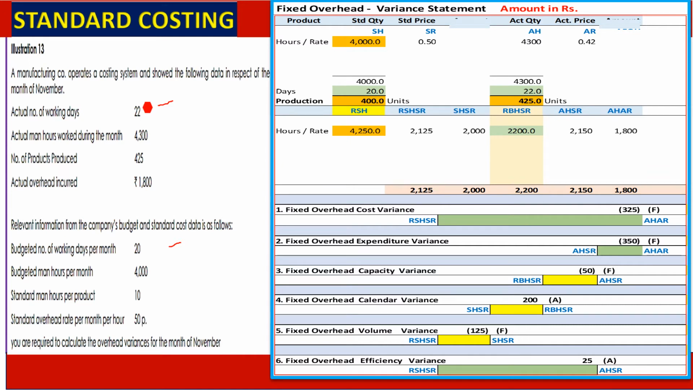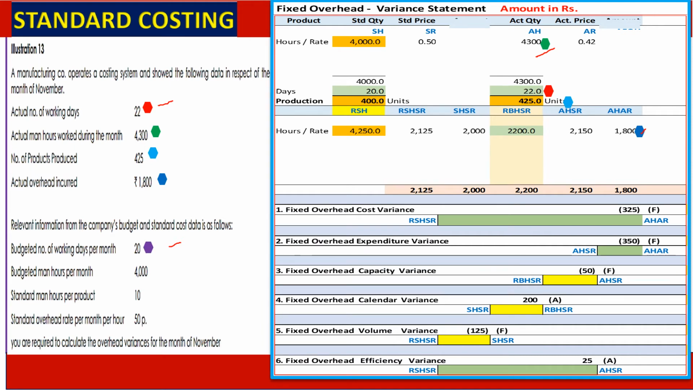Actual number of days working in a manufacturing company which operates a costing system showed the following data. Actual working days is 22. Actual man hours worked during the month 4,300. Number of products produced, means units produced, 425. Actual overhead incurred, actual AHAR, is 1,800. This is the first 4 items.